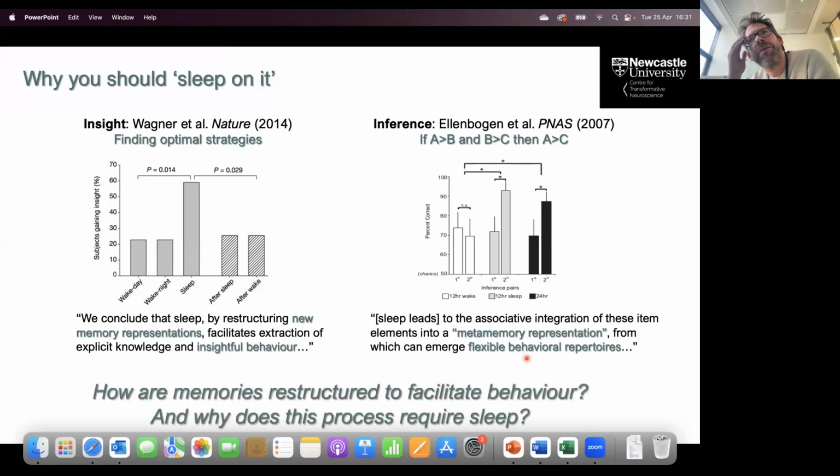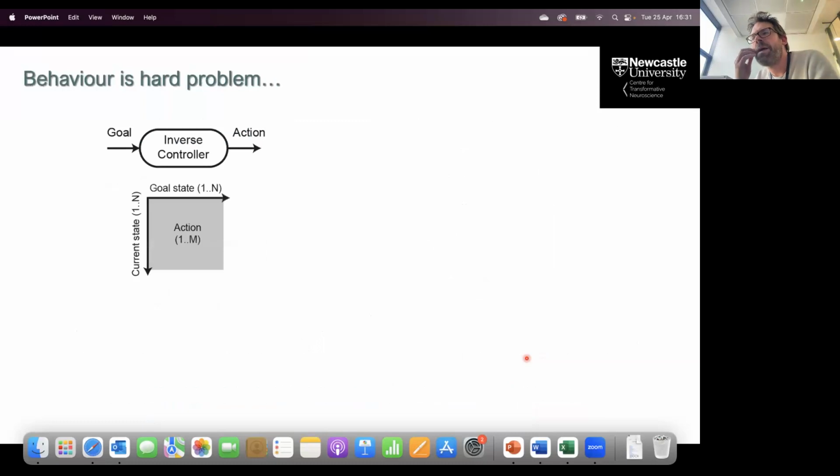And I always found this slightly unsatisfying, right? Because what I want to know is, well, how are memories being restructured to facilitate behavior? What does it mean that the memory is being restructured? And also, crucially, why does this have to happen in sleep? Why don't we just learn things in the structure that facilitates behavior in the first place? And I think that there are elements of what I learned over the years in thinking about motor control that are potentially relevant here.